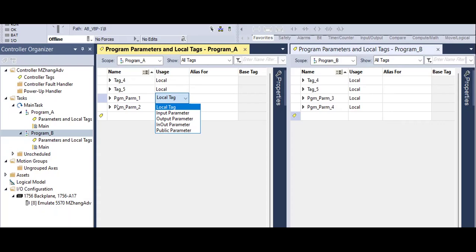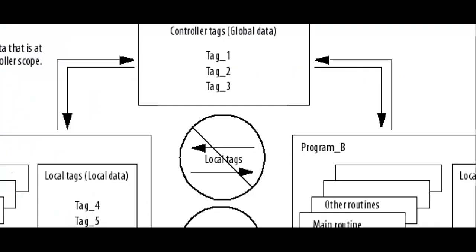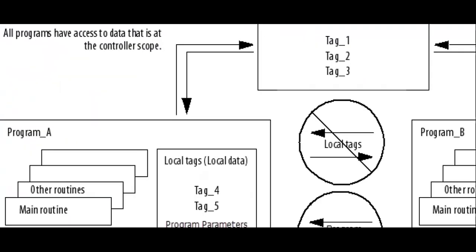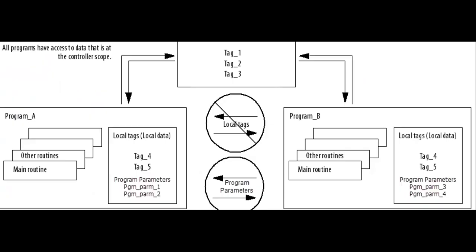So let's look at here. Basically I want you to understand, I want to set up the parameters. So this one as input, and that gets data from program B parameter 4. So this one will be the output.